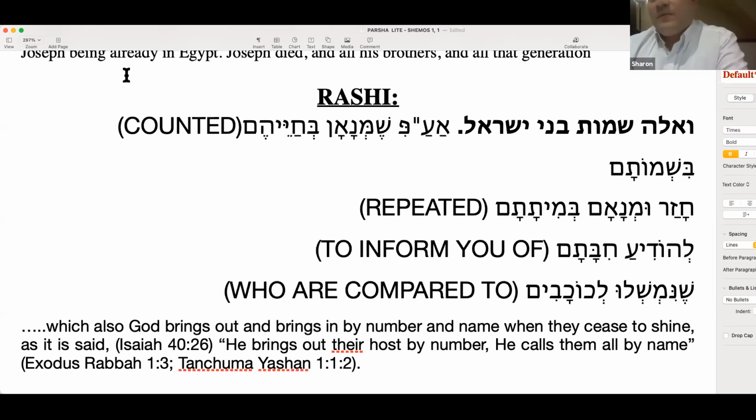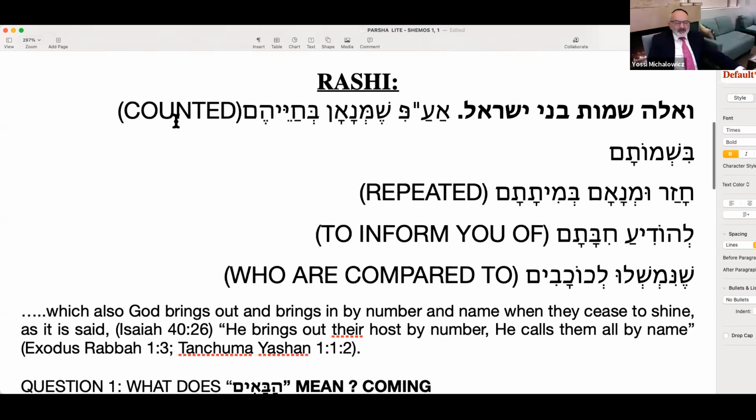Excellent. Okay, now two more things I want to talk about. The rabbis tell us there's certain things that are hinted to. There is a very interesting halacha.